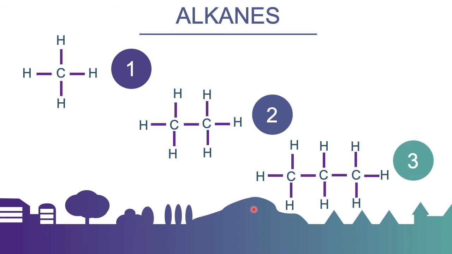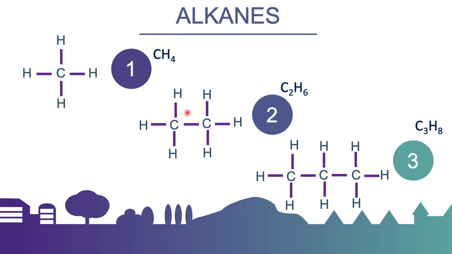Now let's look at their molecular formulas. For the first one, with only one carbon atom, we have CH4, 1C and 4H. Similarly, for the second one, we have C2H6. And for the third one, we have C3H8. Now, if you look at these three compounds, we will see that the carbon atoms are increasing by 1 and the hydrogen atoms are increasing by 2.